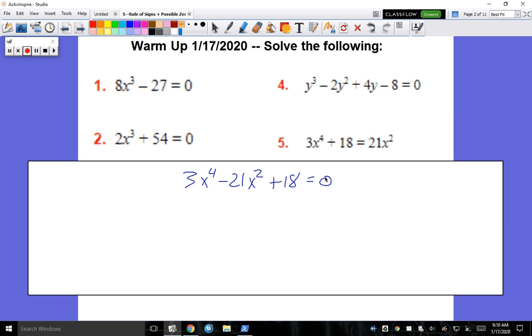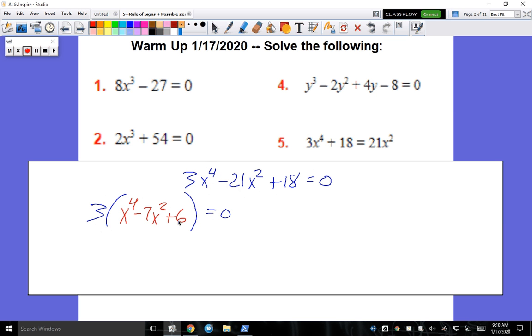From here, I would probably try to see if I could GCF. Can I GCF? Yes, a 3, right? So if I pull out a 3, the scraps would be x to the 4th minus 7x squared plus 6.